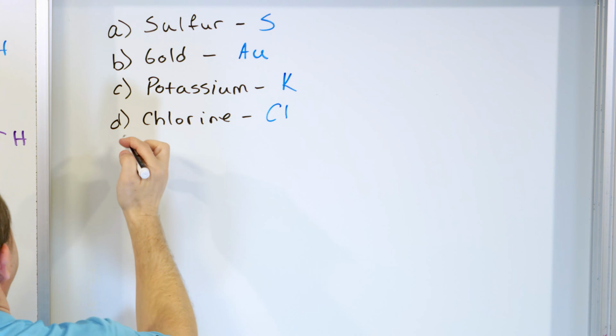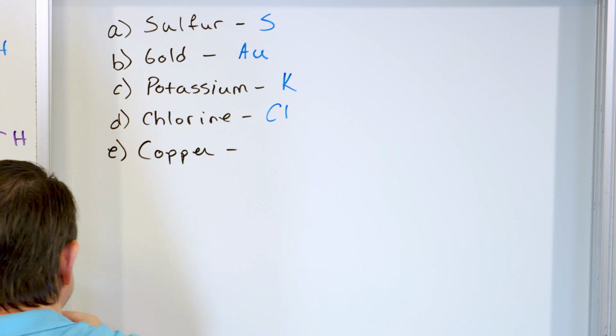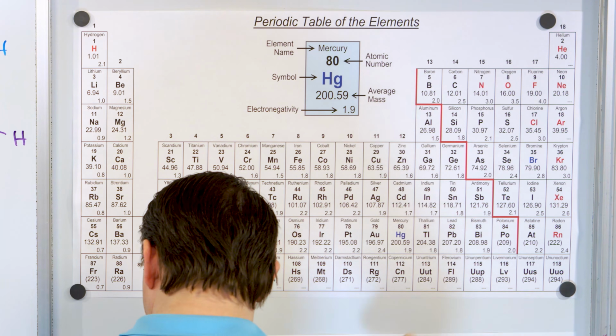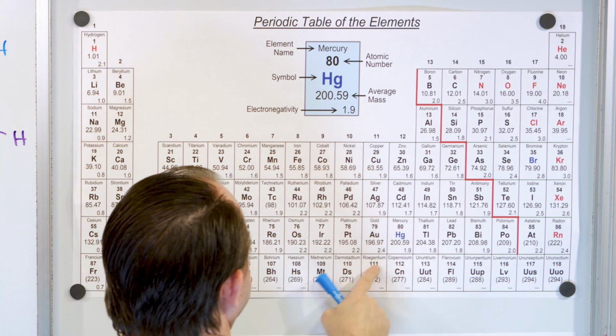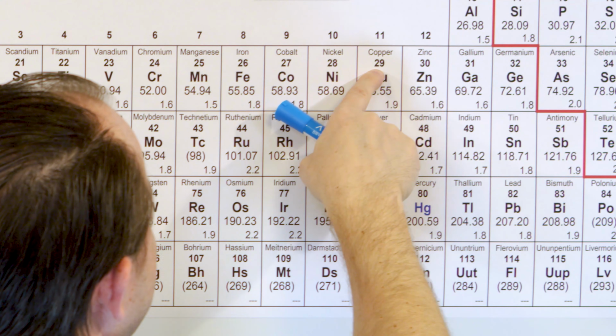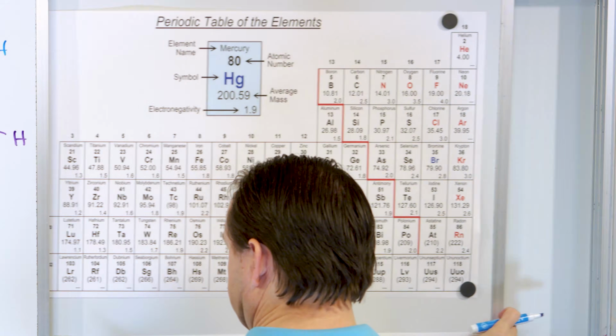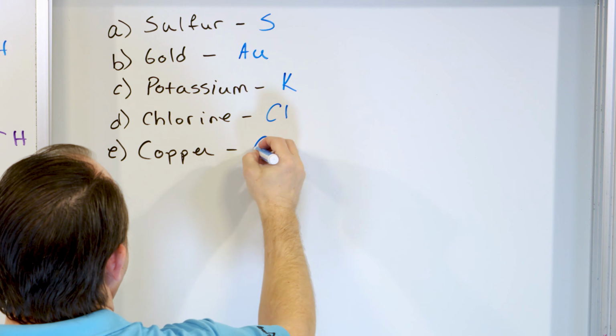Next, we have copper. Okay, copper. And where is copper on our table? Right here, copper, element number 29, and the symbol is Cu. Cu. Okay.